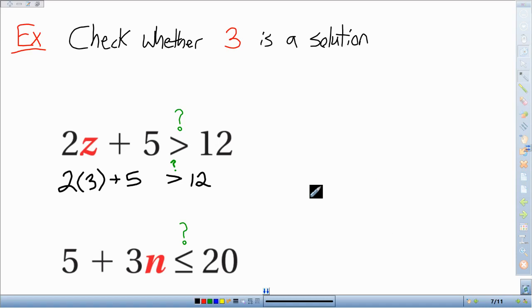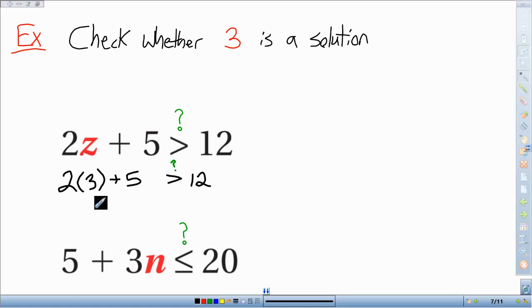Okay, here's the thing. I said that symbol kind of vaguely, because what if you didn't know what this symbol meant? What if you didn't know the difference between a greater than or a less than symbol? It'd be kind of hard to get this problem right 100% of the time, right? Okay, so we got to remember this is a greater than symbol. All right, so let's see what happens.